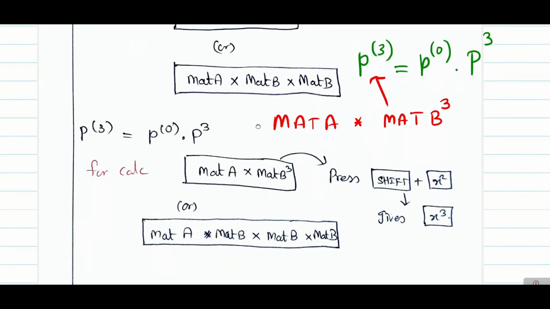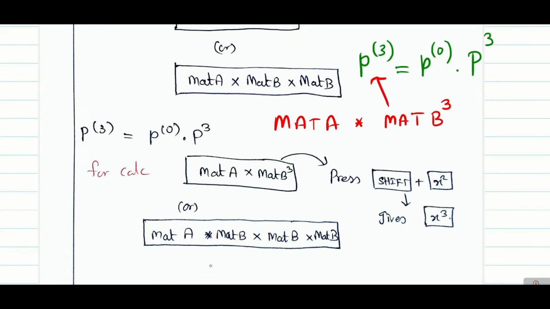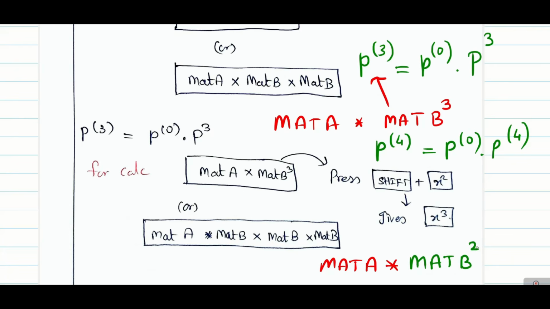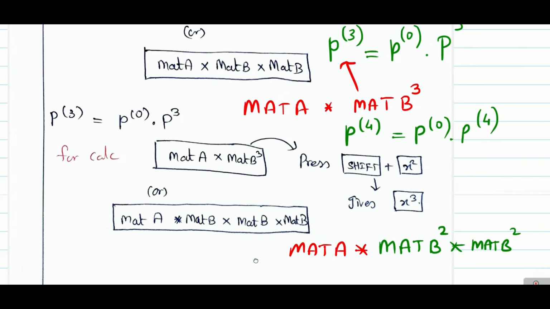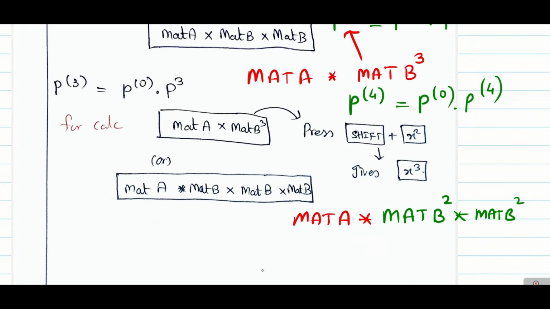Suppose when I want to go for P4, what I have to do? The same procedure, mat A, this will be entered. Now for the P4 value, the formula is going to be P4 is P0 into P power 4. So now enter mat B with the same procedure. Press B square. Again mat B, B square. So now what will happen? The calculator will give you P0 into capital P power 4, guys. So we can easily find P4.